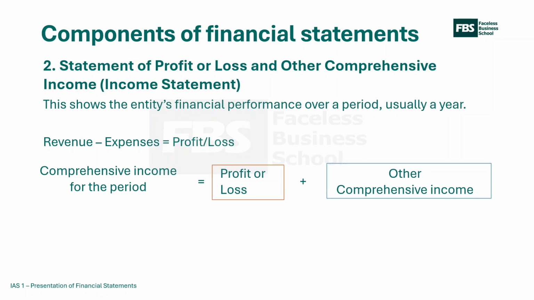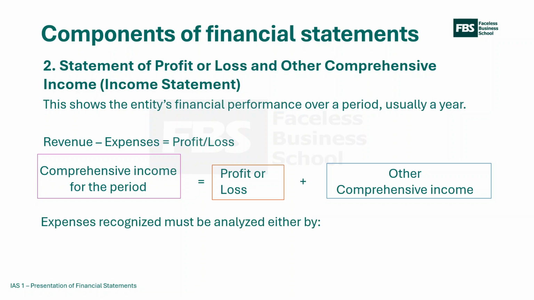Other comprehensive income is defined as comprising items of income and expenses, including reclassification adjustments, that are not recognized in profit or loss as required or permitted by other IFRSs. The total comprehensive income is defined as the change in equity during a period resulting from transactions and other events other than those changes resulting from transactions with owners in their capacity as owners.